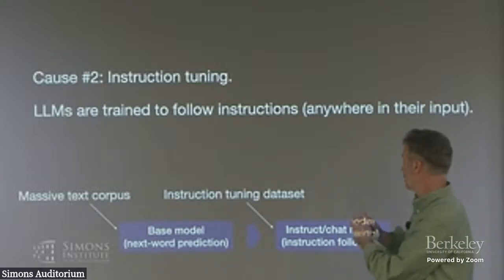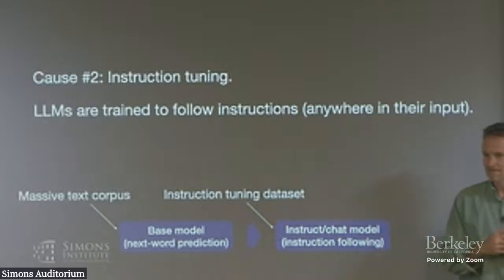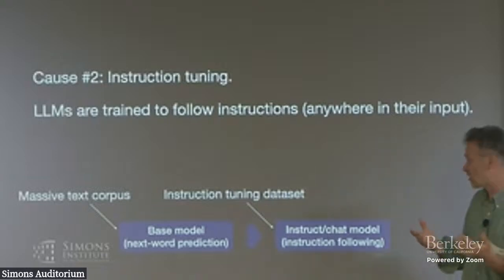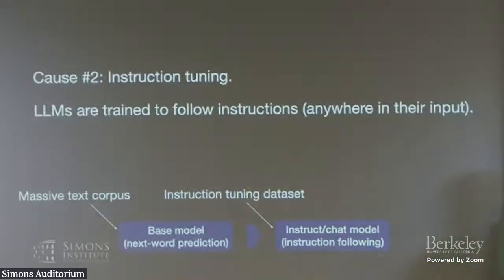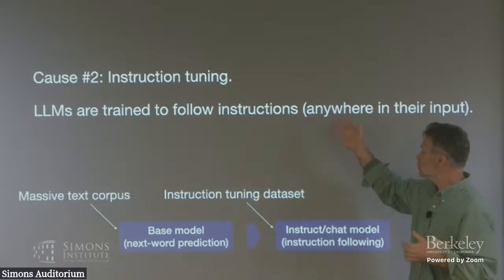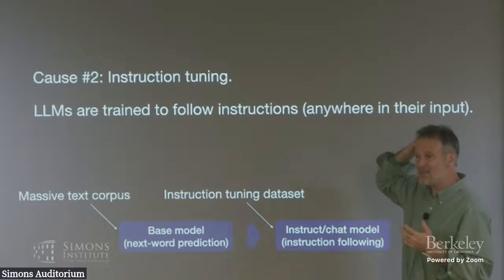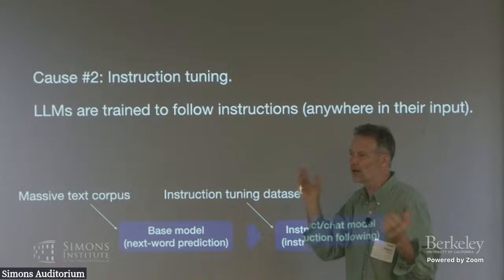And then we adjust the weights of the base model so that it performs well on that. Okay, and all of the main models that you use in your everyday life, they're called instruct models or chat models, have been instruction tuned in this way. And one consequence is that LLMs are trained to follow instructions. And this instruction tuning, my intuition is, implicitly encourages them to follow instructions anywhere in their input, anywhere it might appear.